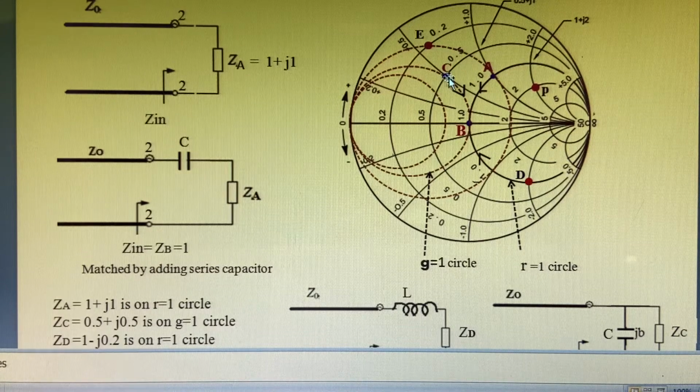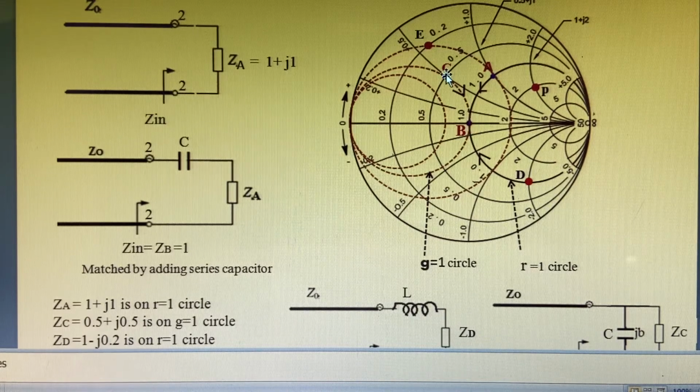Now from point C, there is a conductance circle also passing like this. Assume from C you move in the anti-clockwise direction, then we do not reach the center of the Smith chart, so we cannot move in this direction either. But if you move from C over the conductance circle passing through the point C, in the clockwise direction, you will be reaching the center of the Smith chart, B.